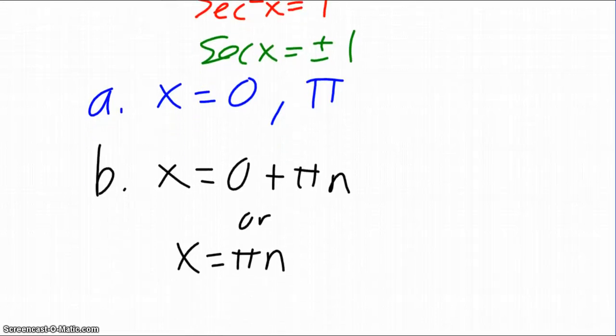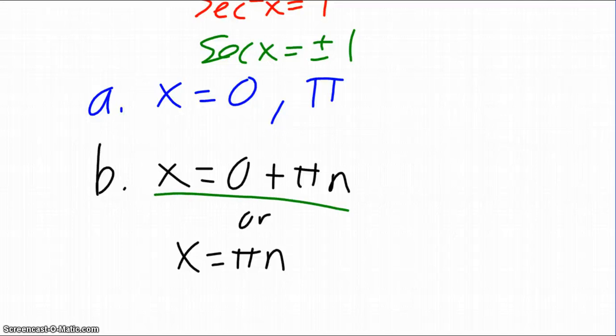For part B, again, these are nice, they have a relationship, they are pi apart, so we could write x equals 0 plus pi n, or you don't have to write the 0, because remember, n represents any integer, 0 is an integer itself, so if I just say x equals pi n, that is correct as well. Either one of these would be correct on a test or a quiz.